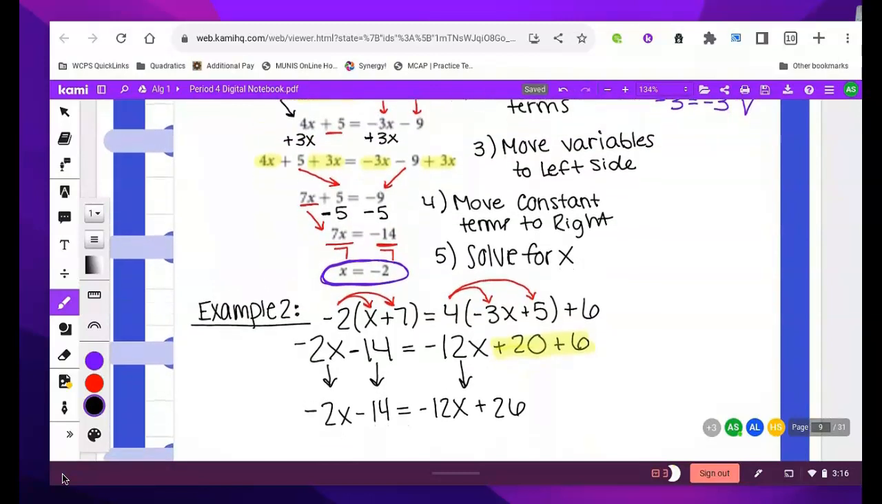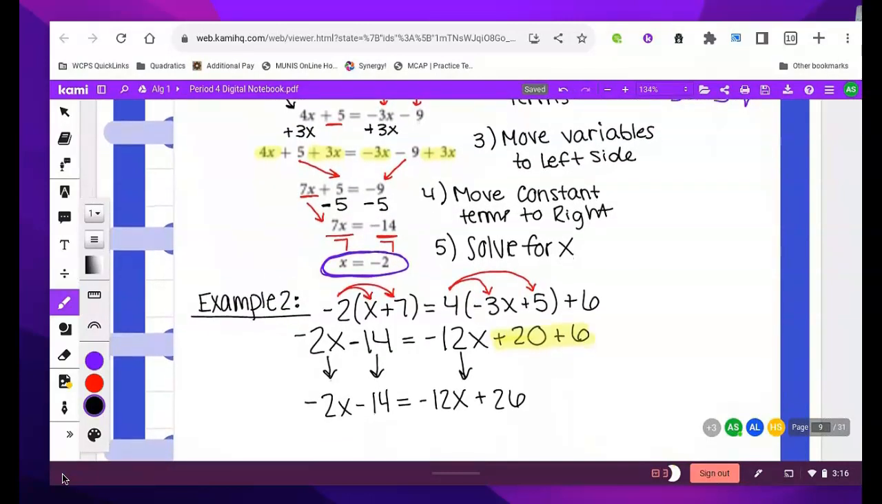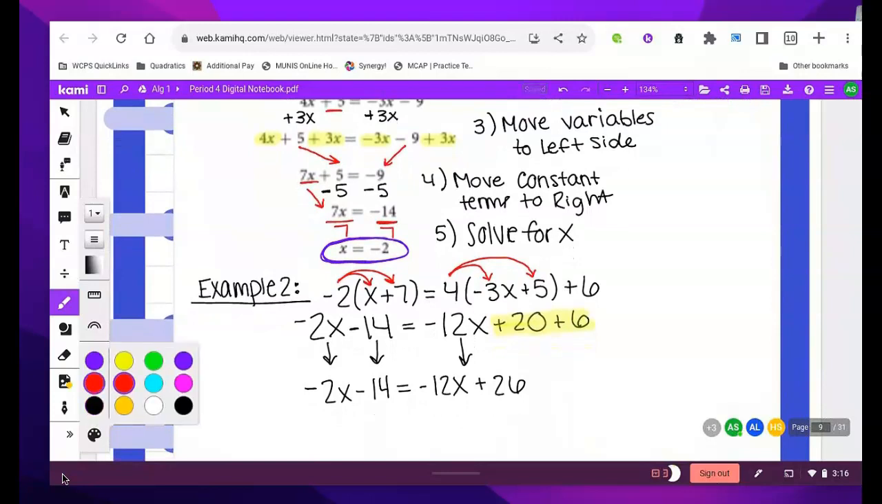Okay, step 3. Move the variables to the left side. So I need to take this 12x and I need to do the opposite. So I'm going to add 12x onto both sides of the equation, just like this.